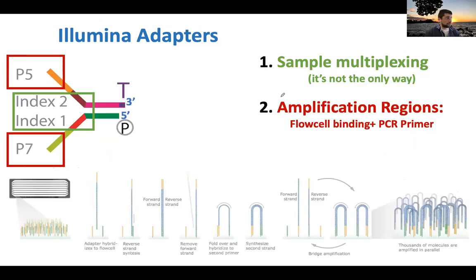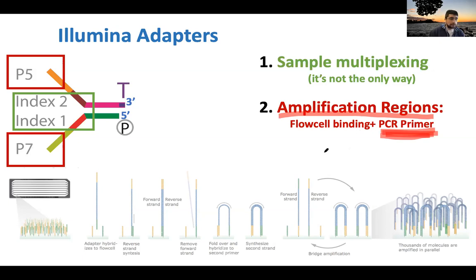The other information encoded in the Illumina adapters is the red box right here, called P5 and P7. This is just the nomenclature of the Illumina adapters, and these are called the amplification regions. They're really important because on P5 and P7 we usually have our PCR primers. At the end of lab preparation, most of the time we perform a PCR to increase the amount of material that we have, and our PCR primers are designed exactly on the P5 and P7 regions.